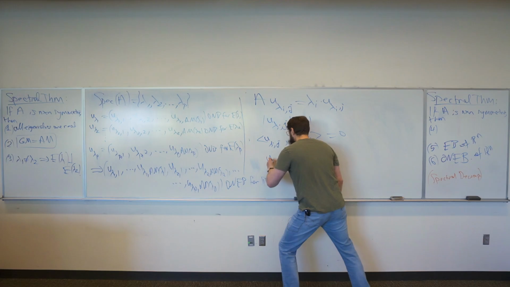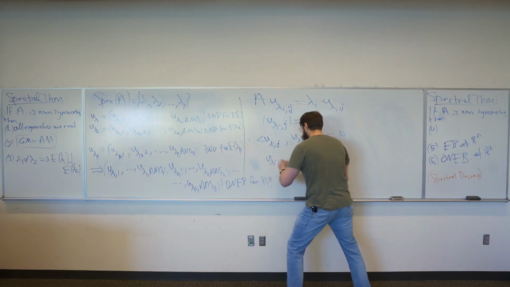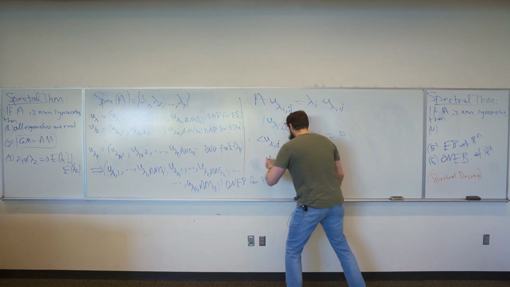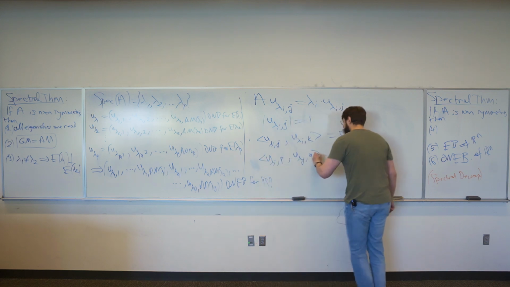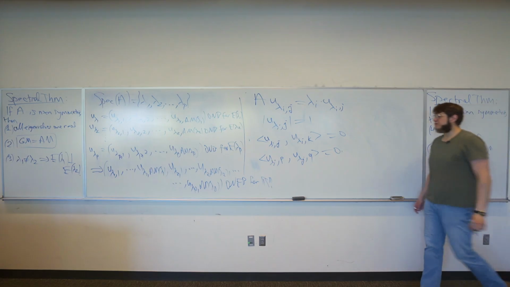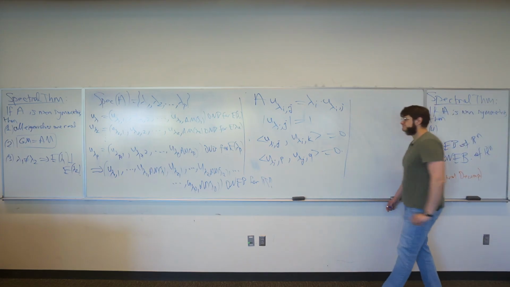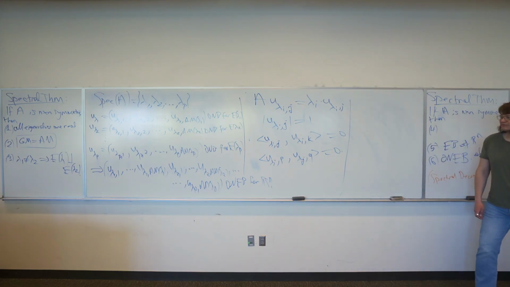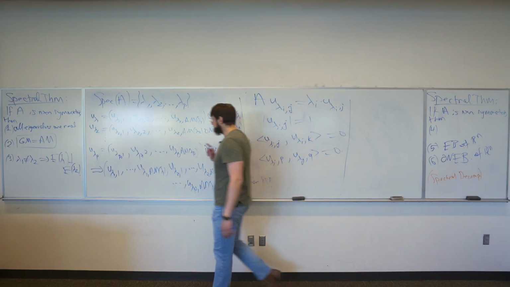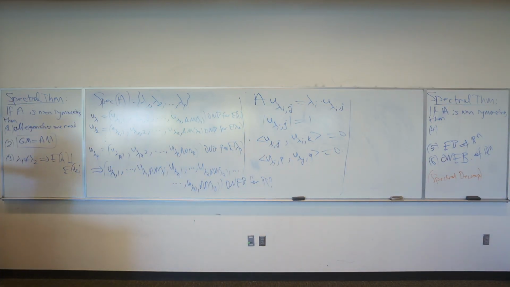And then P, Q. Okay, that's what ONEB is. How to visualize this? Well, each of these eigenspaces are subspaces of Rn.